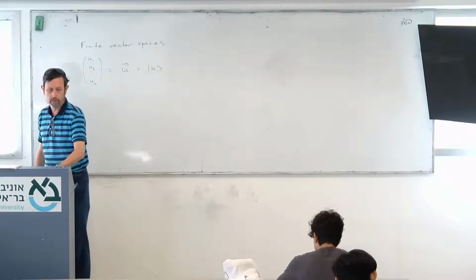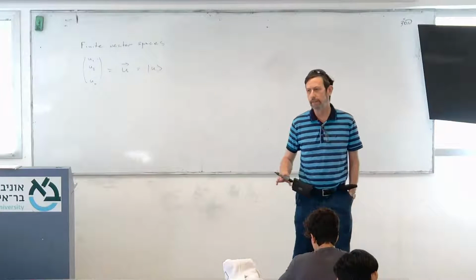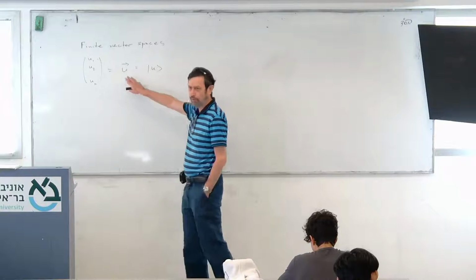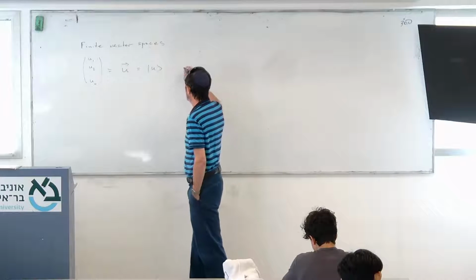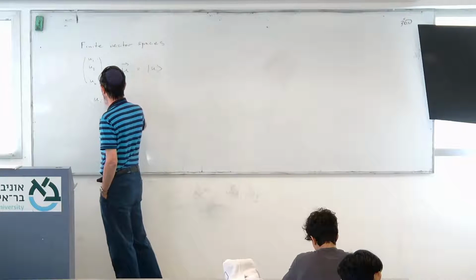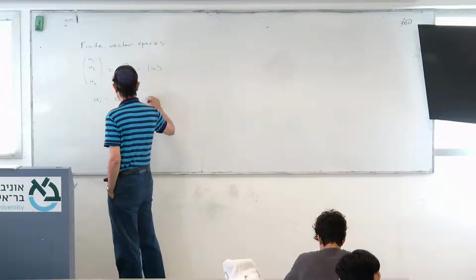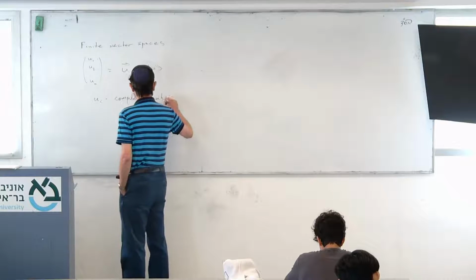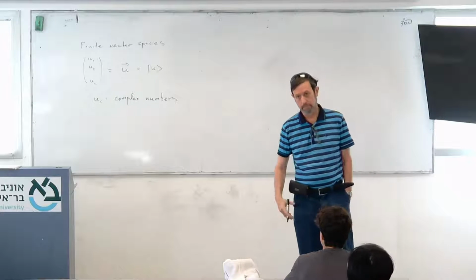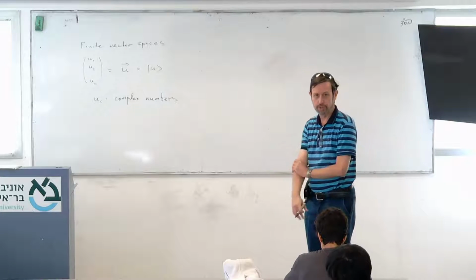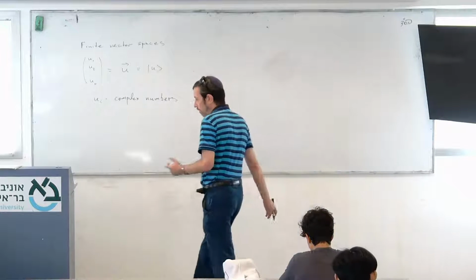The only other thing that is a bit different in these vectors than what you're used to in vectors for mechanics, for example, is that the u_i are complex numbers. Okay, in real space, we don't usually use complex numbers to set positions.